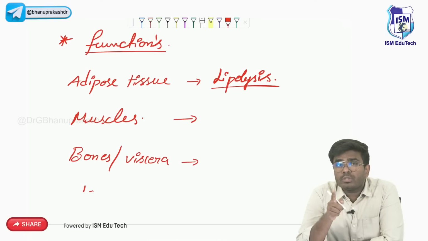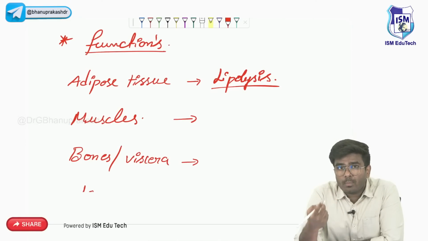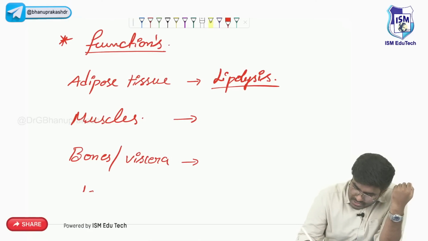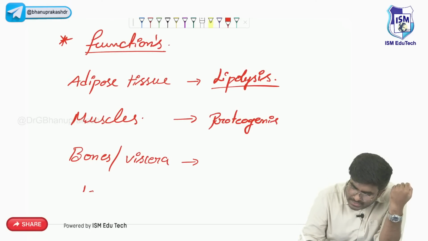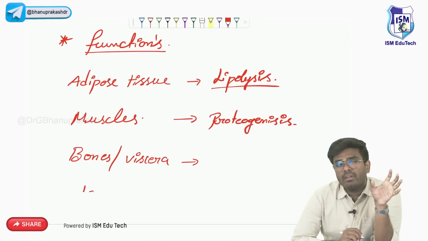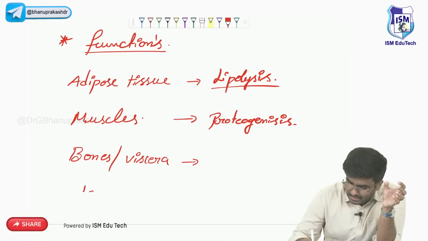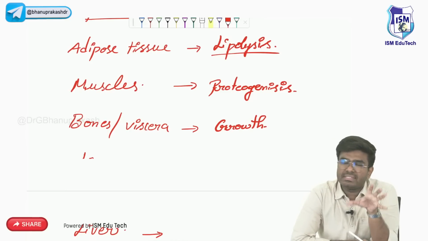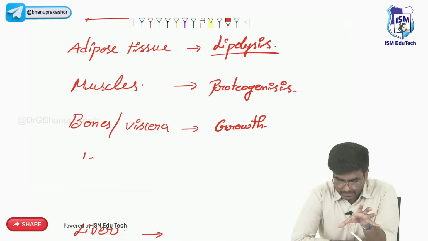I have already said, growth hormone is an anabolic hormone. It will make your body into good shape, which means it increases your muscle mass. Okay, so there is proteogenesis. Lipolysis, proteogenesis, and what happens if growth hormone is acting on the bones? Bone growth. Okay, growth of bones as well as the viscera.